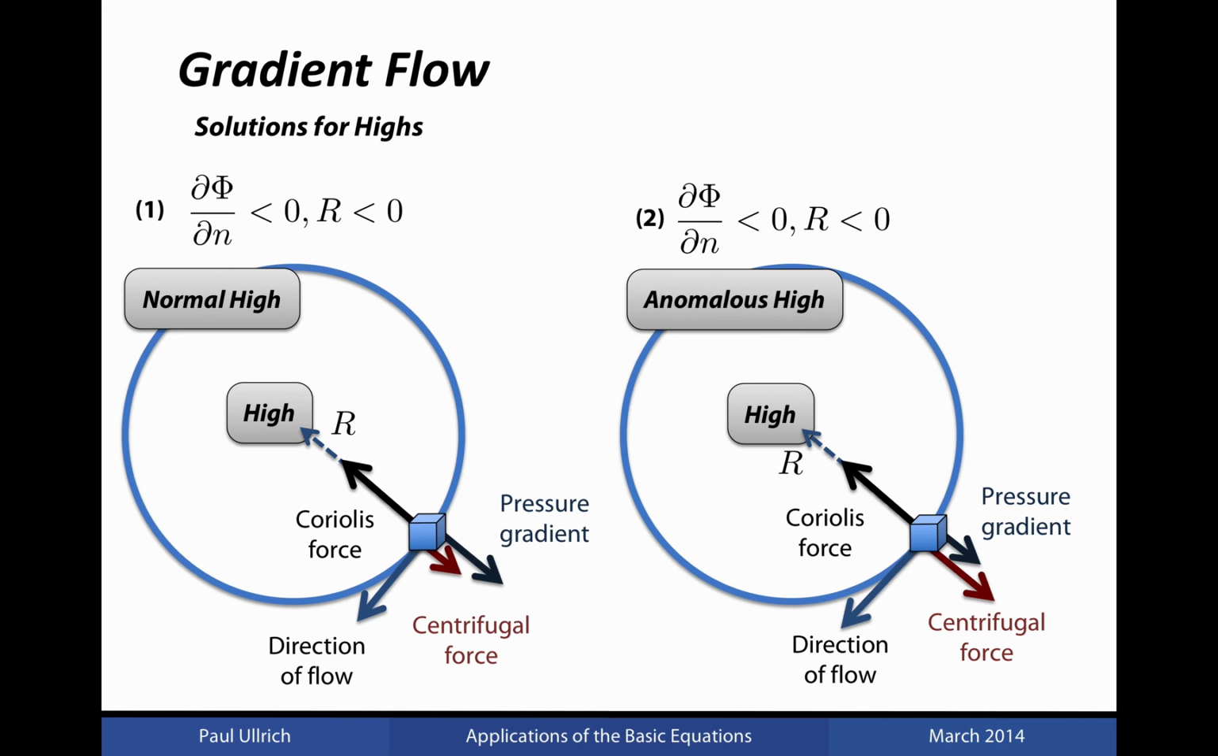In both cases, we have a pressure gradient which is directed outward away from the high, and this is balanced by a Coriolis force which is directed inward. Unlike the case for low pressure systems, the direction of flow is always clockwise.